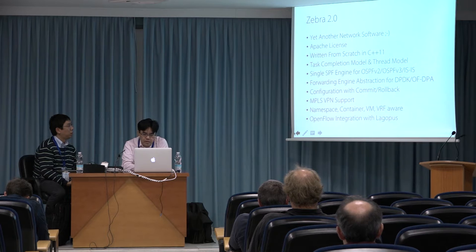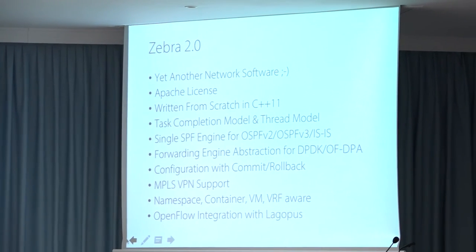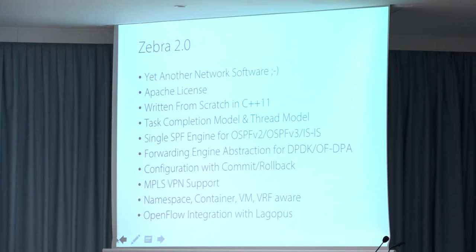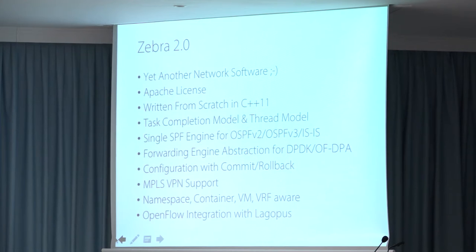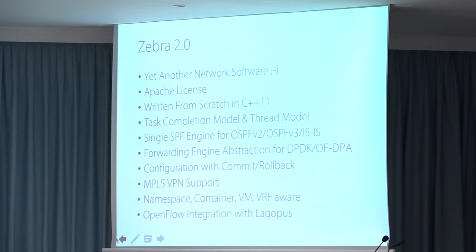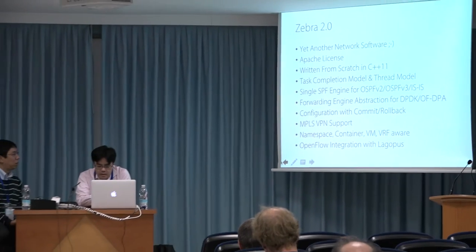One of the biggest changes is that I separated the management interface from the protocol implementation. The new version has an independent management layer called OpenConfigD, and it supports a commit and rollback kind of interface. MPLS VPN is completely supported, including a newly implemented kernel forwarder for MPLS VPN. Namespace, container, virtual machine, and VRF, everything is completely aware. And OpenFlow integration with Lagopus is in there.